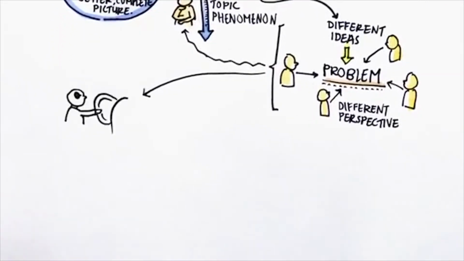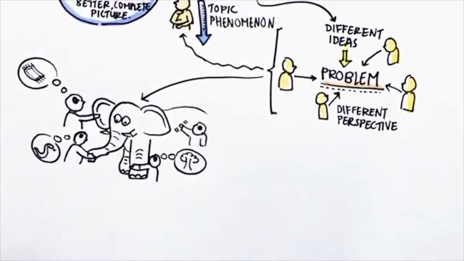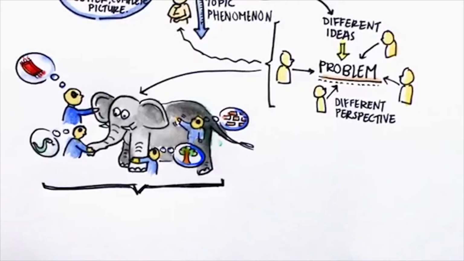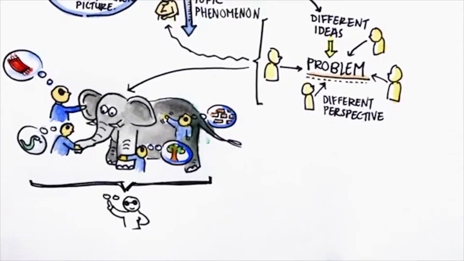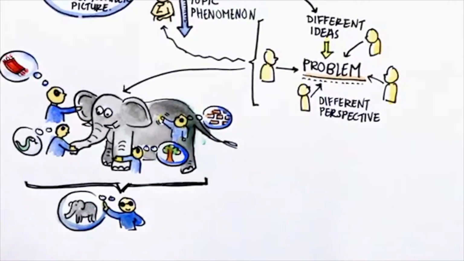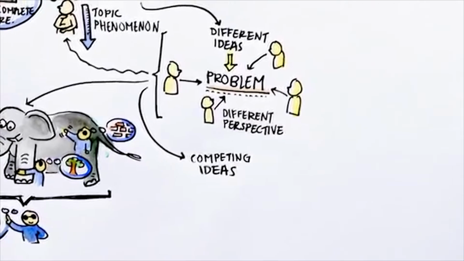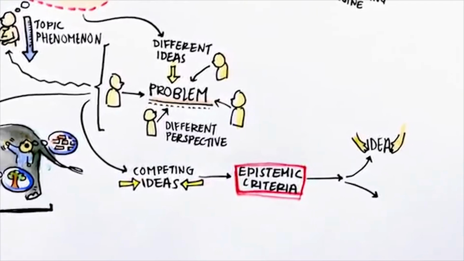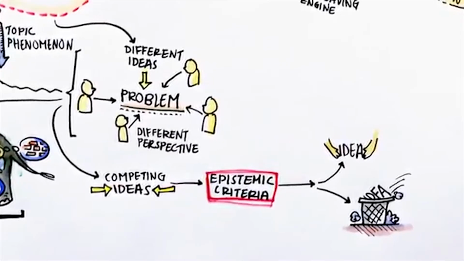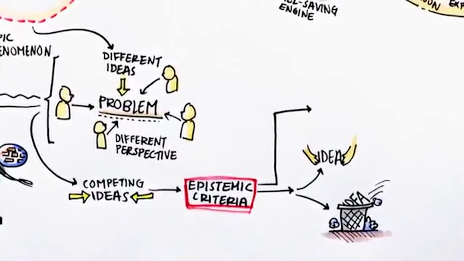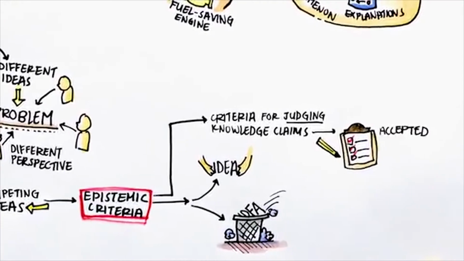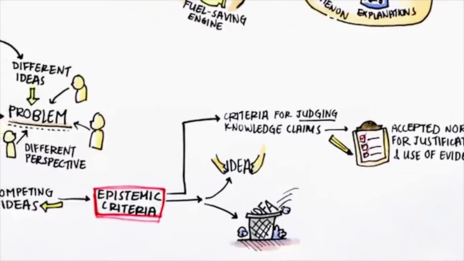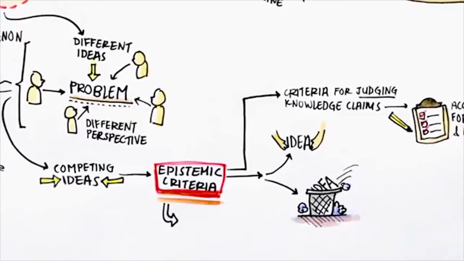This is like a blind man trying to figure out what an elephant looks like by touching the elephant. It is only when a person gets the feel of different parts of an elephant, he will develop a more accurate image of the entire elephant. Sometimes there are competing ideas. The learners need to apply epistemic criteria to decide which ideas to keep. Epistemic criteria are criteria for judging knowledge claims, which include acceptable norms for justification and the use of evidence. Evaluating a knowledge claim is an important process in learning.